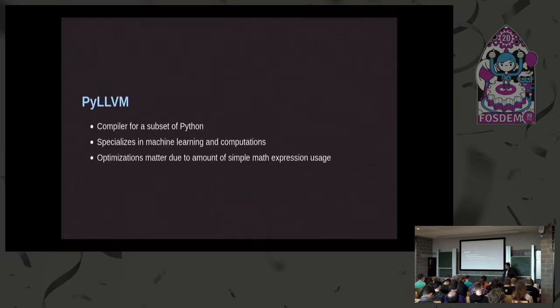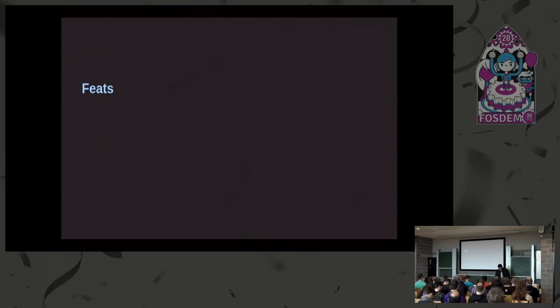The next project is PyLLVM, which is a compiler for a subset of Python that specializes in machine learning, algorithms, and computations. In Python, mathematical code gets executed slowly because of the overhead of dynamic features. If you compile this to LLVM, you get so much gain, and they try to do this. Their feature is that they are as fast as C code in some cases compiled with Clang.